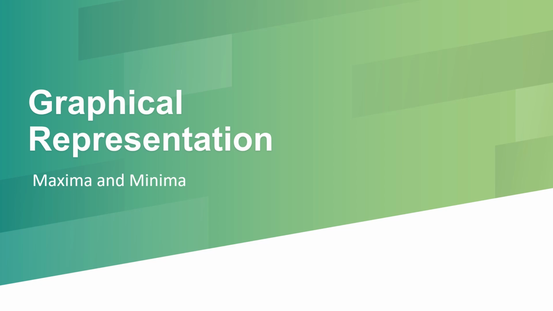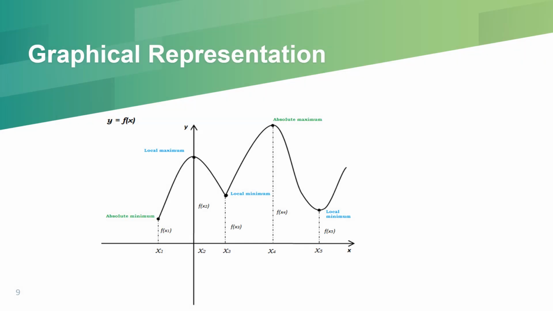Let us understand the definitions of maxima and minima with a graphical representation. It is clear from the graph that the highest point occurs at x4, and so the corresponding value at the point x4 is f(x4). We say that the absolute maximum occurs at x4. Similarly, the lowest point on the graph is at x1. The corresponding function value is f(x1), and so we say that the absolute minimum occurs at x1.